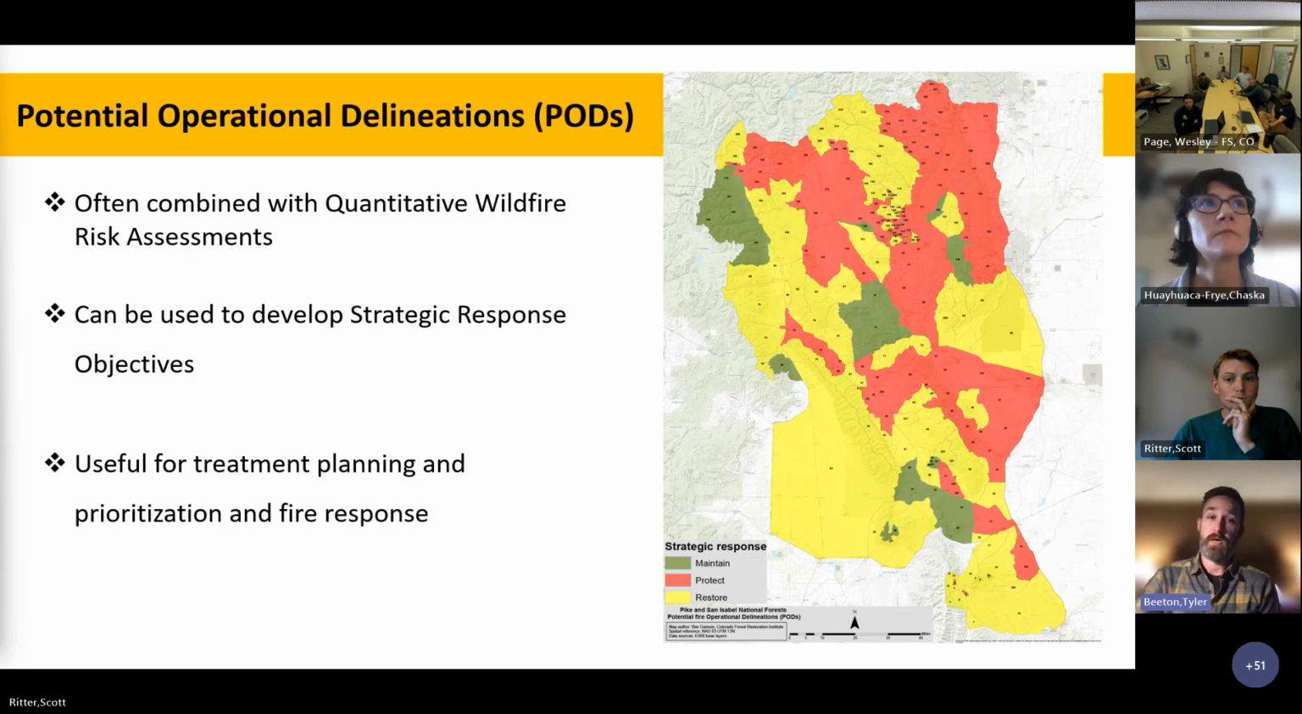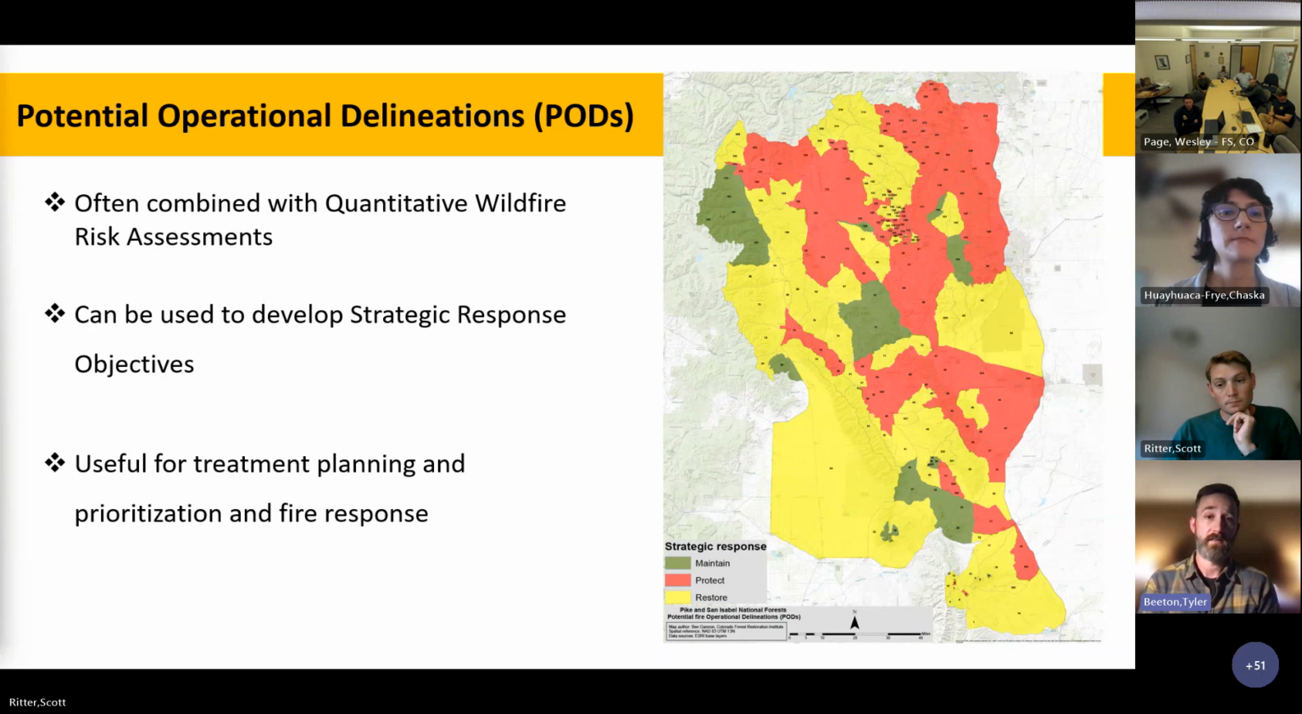Okay, so pods are very often combined with quantitative wildfire risk assessments. Scott's going to go into detail about what's been done for the fireshed, so I won't go into it too much, but just to say that QRAs, if you're not familiar with them, essentially integrate the intensity and likelihood of fire and how that intersects with values and resources that we care about, and what the likely impacts are, both positive and negative, to those resources.